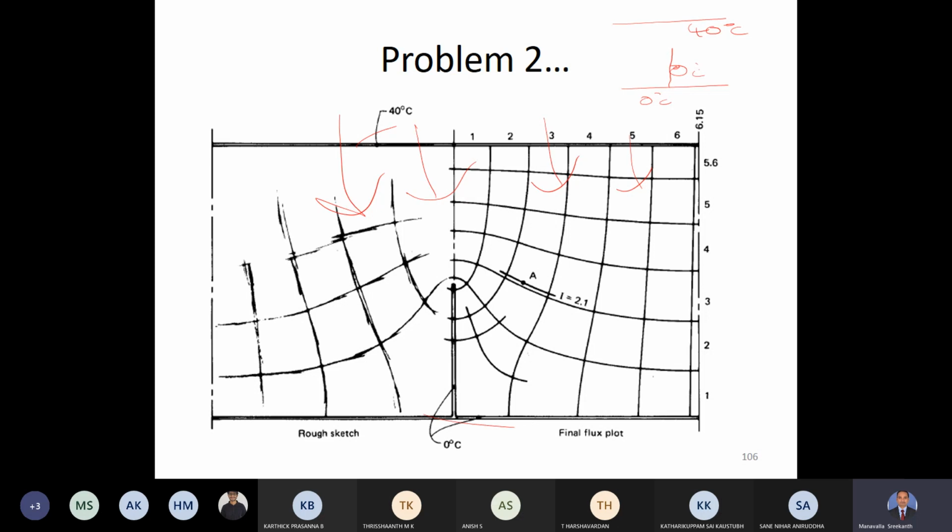So for the given geometry, you are given the flux plot. You have to find out what is the heat transfer and what is the temperature at point A. You see point A here, this point. At this point, what is the temperature? That is the question we are being asked.